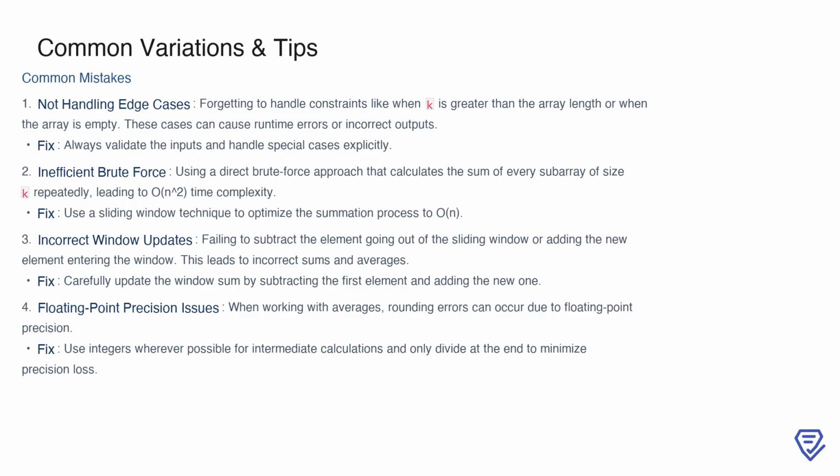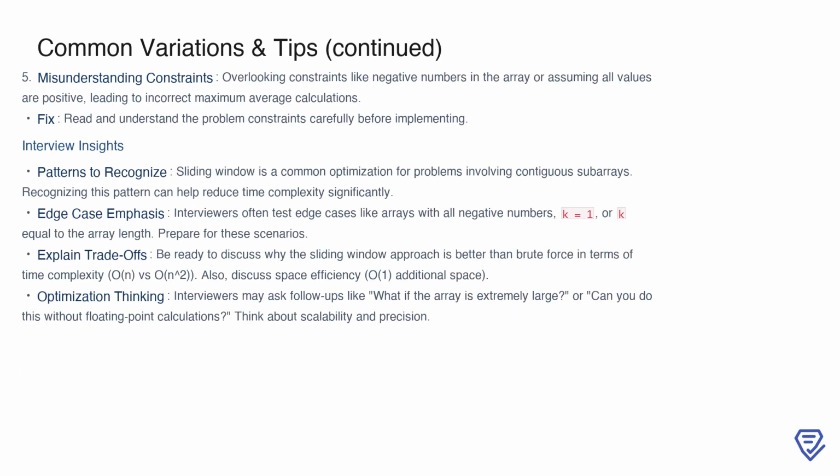Another pitfall is misunderstanding the constraints of the problem. For instance, assuming all numbers in the array are positive might lead to incorrect results when negative numbers are present. Always take the time to fully understand the constraints before implementing your solution.